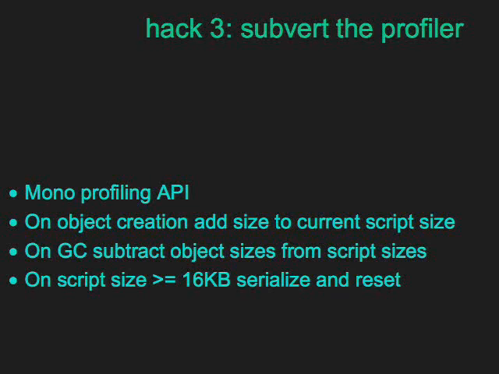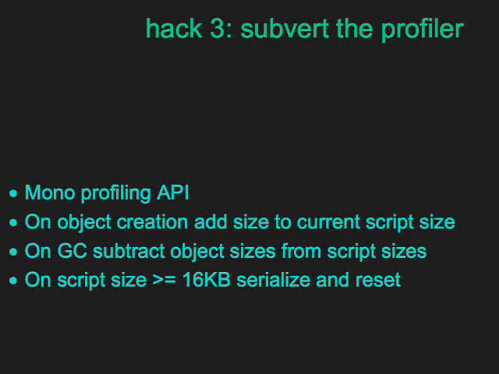So rather than using this to work out how much memory each script is using, we're actually using it to limit the amount of memory that each script's running. So on object creation, we add the size of the newed up CLI object to the size of the currently running script.